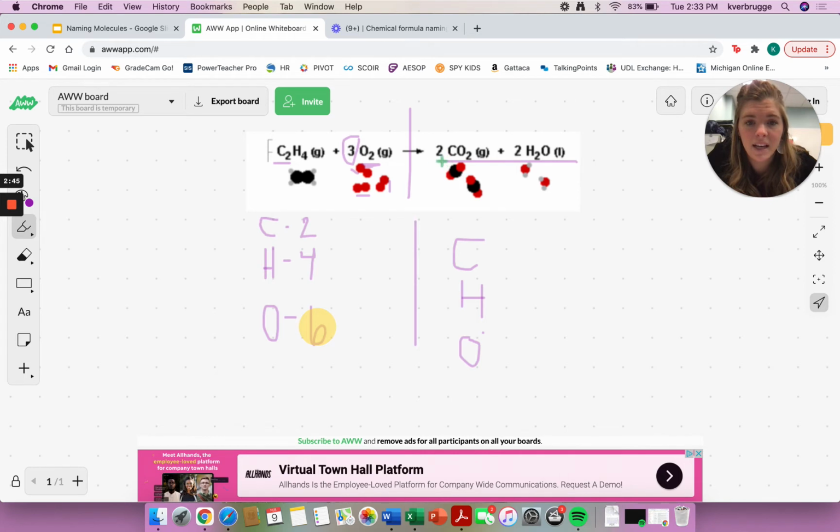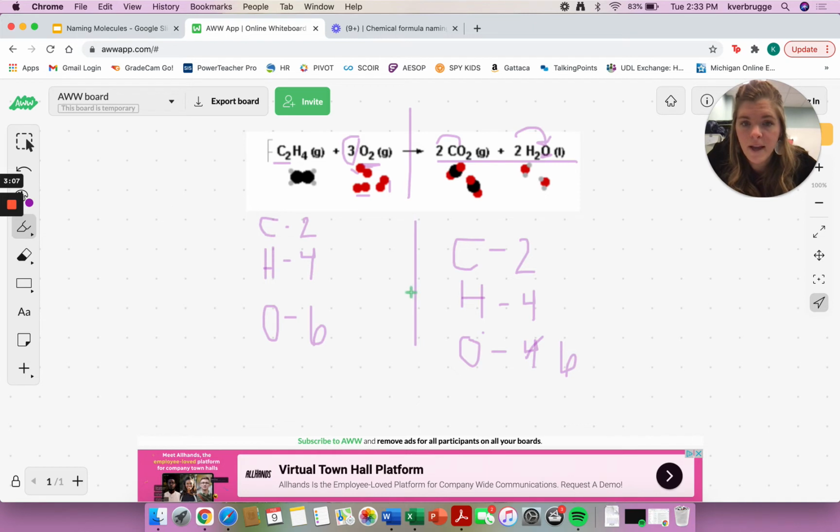On our product side, we have 2 CO2s, so we actually have 2 carbons. We have 4 oxygens, and then we have 4 hydrogens. But notice we have another oxygen right here, and this 2 tells us we have 2 more, so we actually have 6 total oxygens here.